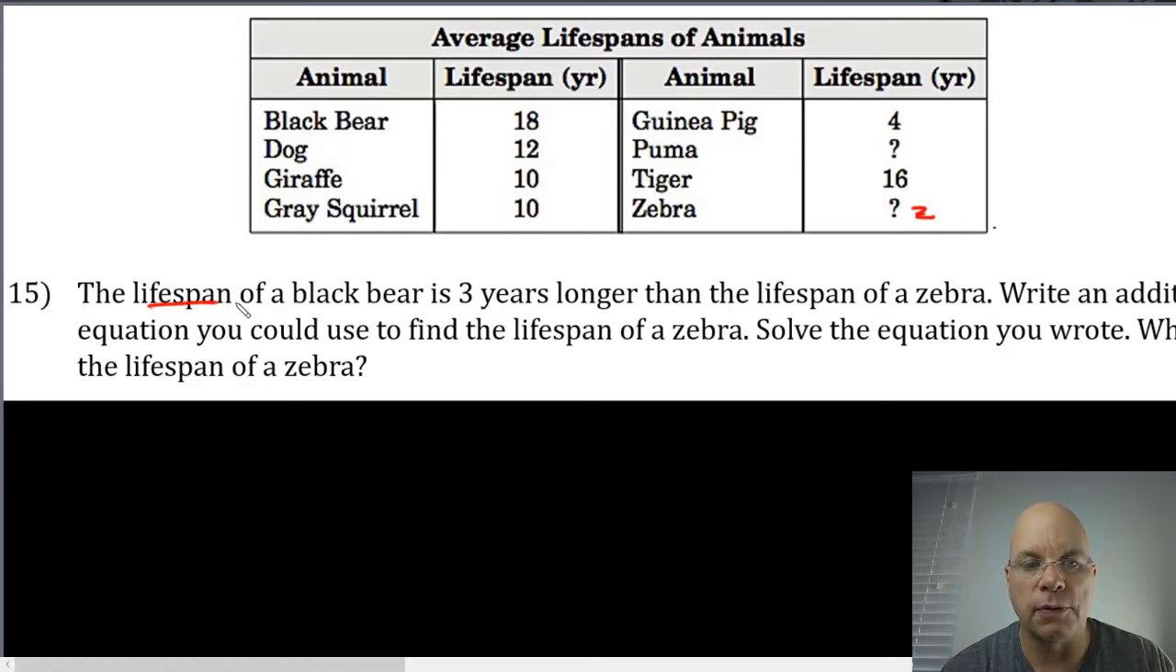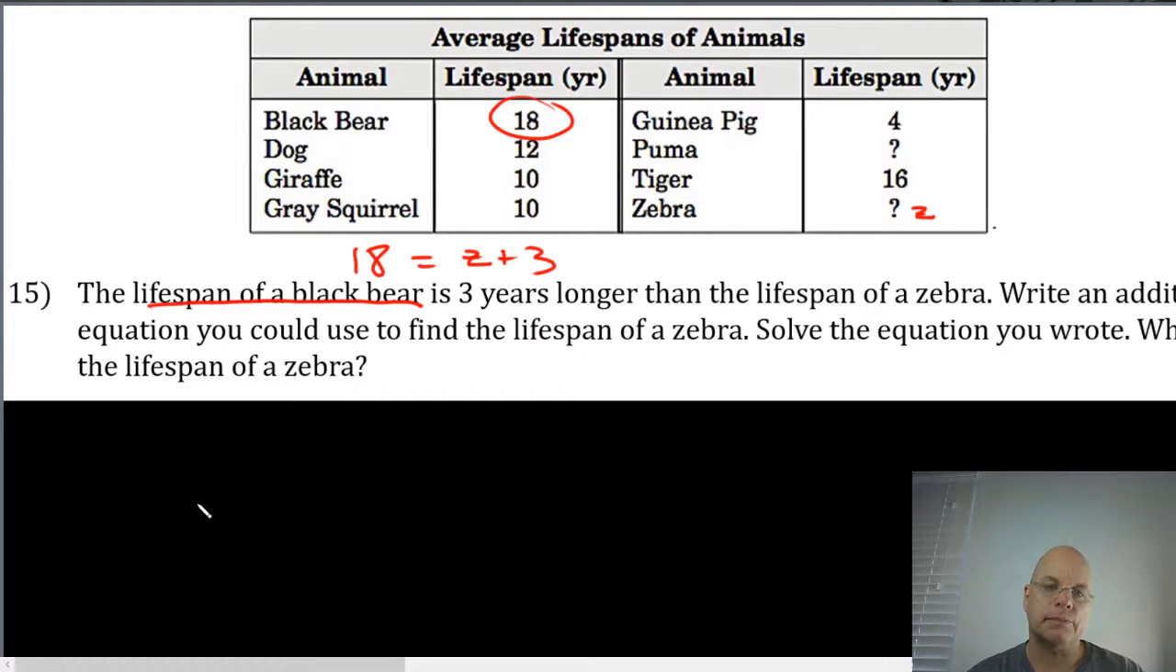So if we look at what we know, the lifespan of a black bear is 18. So 18 equals 3 years longer than this unknown variable z. 3 years longer than would be adding 3 years to z, so z plus 3. So that's how you write the equation. Why don't you try to solve the equation for z? Be sure to substitute the value of z back into the equation to check your work, and then come back and see how you did.